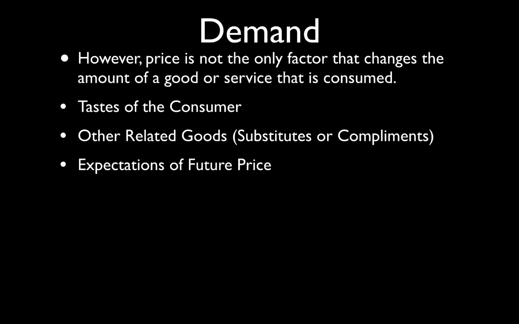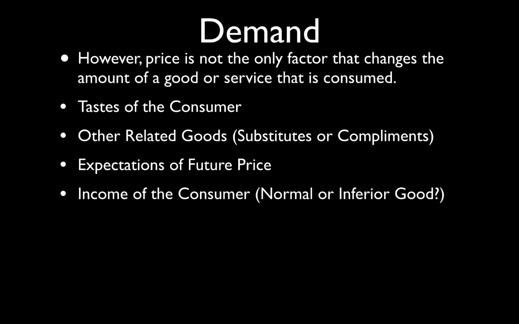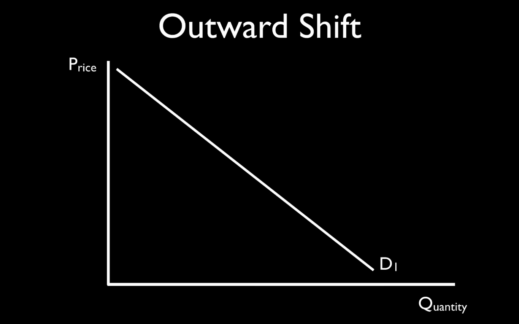We have expectations of consumers about future price changes. If consumers expect the future price of the good to either increase or decrease, this will cause a shift in the demand curve. We've talked about income of the consumer, whether it's a normal or inferior good. And now what we're going to do is talk about the size of the market.